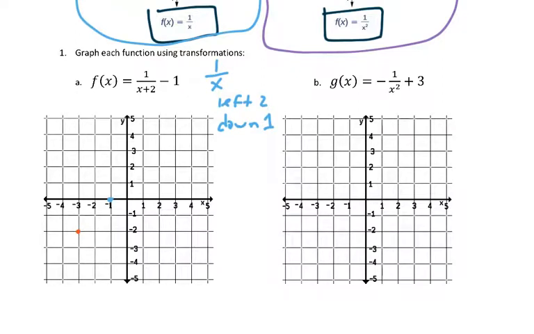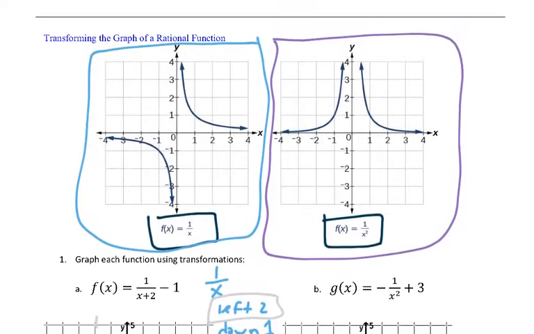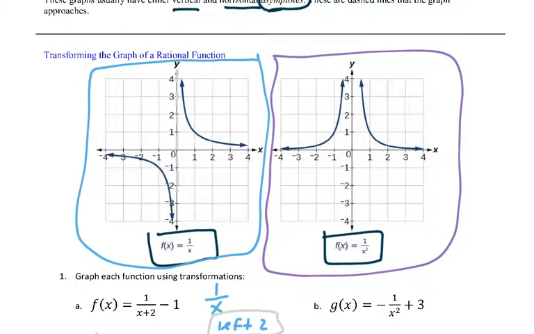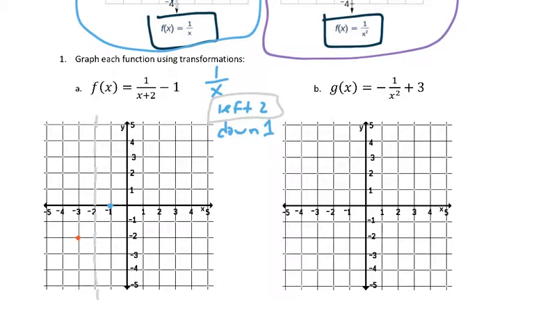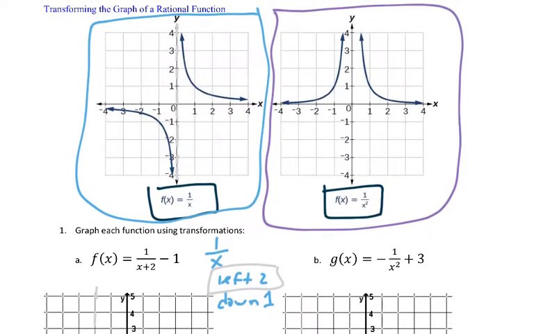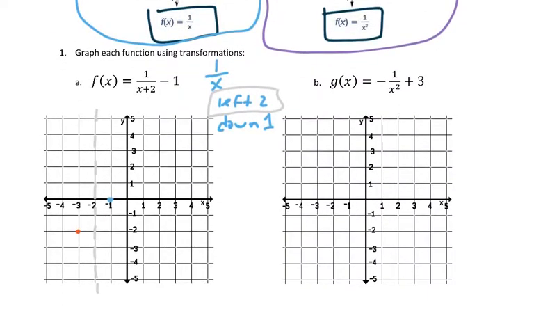Our asymptote, which I will do in light gray, we have a vertical one here at x equals negative 2. Notice we've shifted left 2, so our original asymptote in the parent function was at x equals 0, and so now our asymptote has shifted left 2 to be at negative 2. We have a horizontal asymptote. Our horizontal asymptote originally was at y equals 0. And so here our horizontal asymptote will shift down by 1 and will be here.